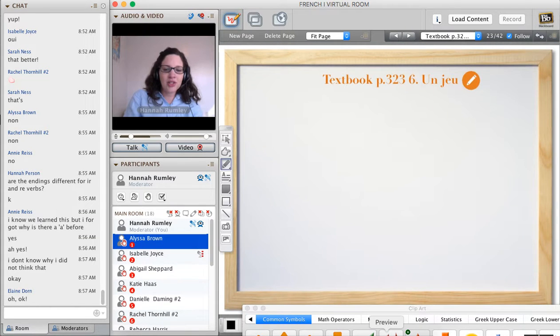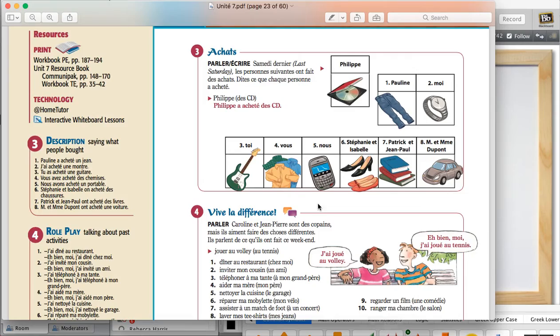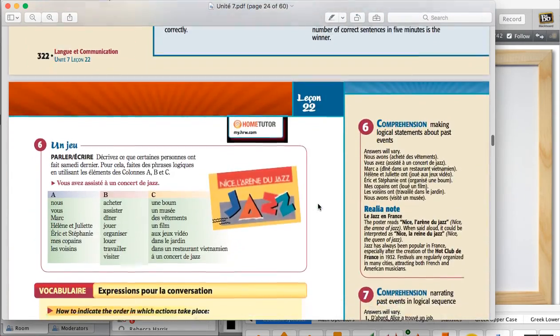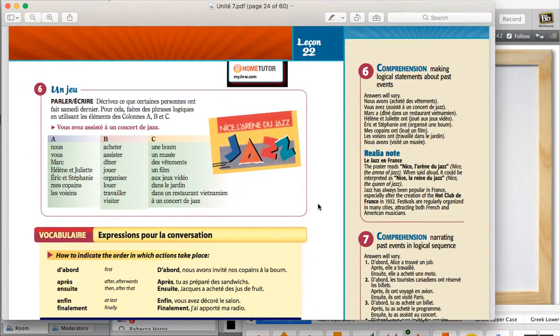Okay. We're going to do an exercise all together. Page 323. Un jeu. This is the same thing that we've done before, where there's 3 columns and you can pick any combination of the 3 columns. Describe what certain people did last Saturday night. To do that, pick from column A, B, and C.